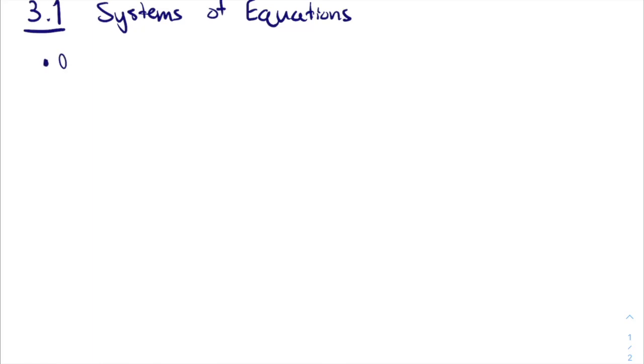Let's begin section 3.1, Systems of Equations. First, let's recall what we know about linear functions and linear equations.